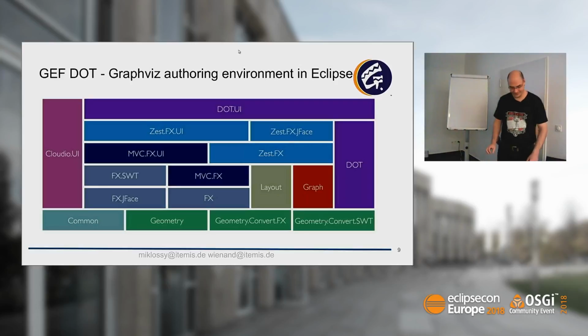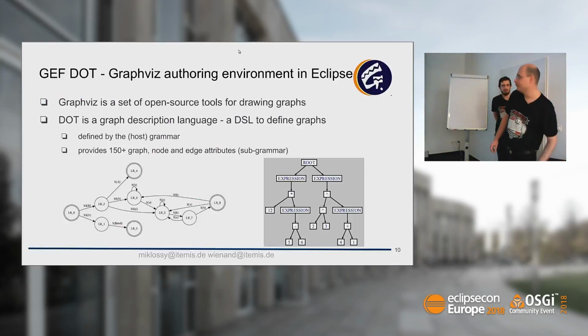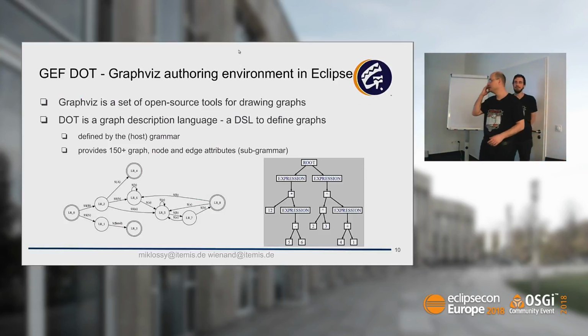Thank you, Matthias. So, first of all, I would like to introduce Graphviz, explain it a little bit. So, Graphviz is actually a set of open source tools for drawing graphs, and DOT is actually one component of this tool set. This is the language itself to describe the graphs. So this is actually a domain-specific language to define graphs. And this language is defined by a host grammar and also provides a lot of attributes, more than 150 attributes to influence the visualization, which we can define on the graph, on the nodes, and on the edges. And these attributes are also defined or described by subgrammars.